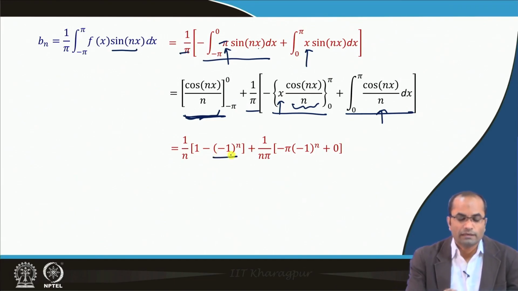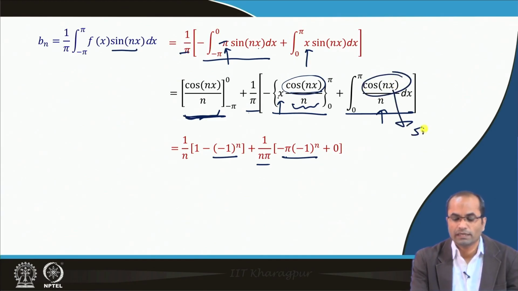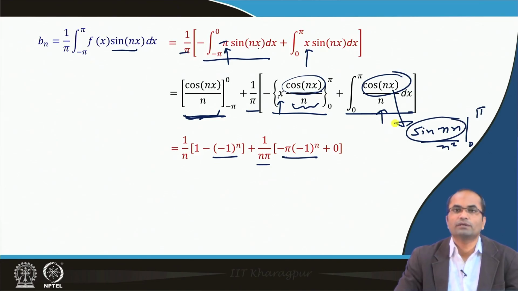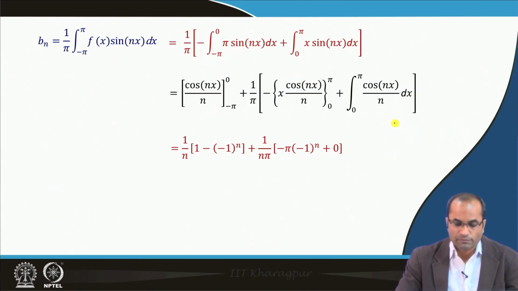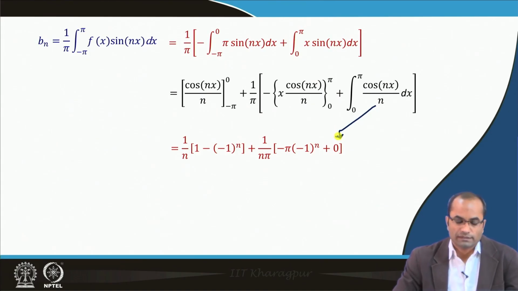minus 1 power n, and then in this second case we have 1 over n pi, and here we will get with pi, and then cos nx will give minus 1 power n. In this case when we integrate this, this will become sin nx divided by n squared. But when we substitute the limits, because of the sine function, this will become 0. So, that is the contribution of the last integral as 0.